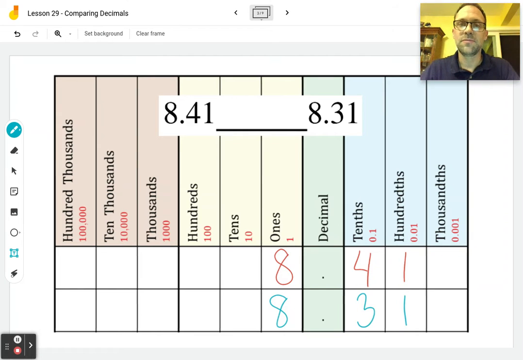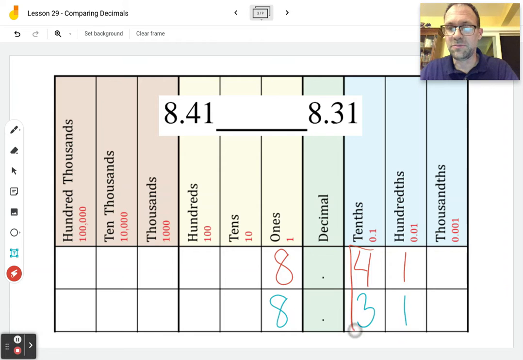Now, in step 2 of our strategy, we begin with the greatest place value, and we work our way towards the least, and we look for the first time one digit is greater than the other. So let's start with the ones place. That's the greatest place value in this number, and both digits are 8. They're equal so far, so let's move on to the next lesser place value, the tenths place.